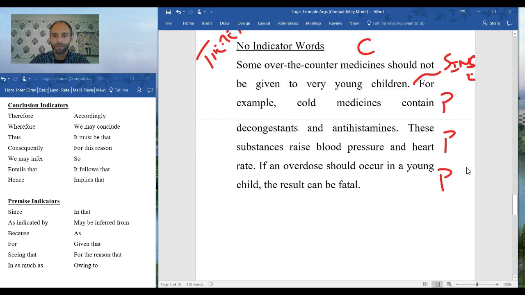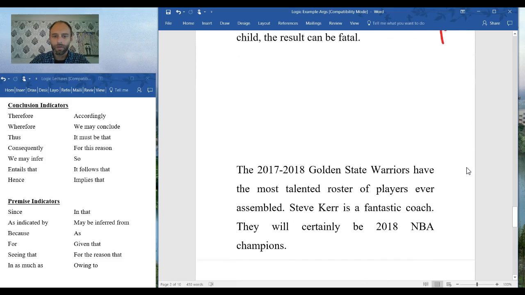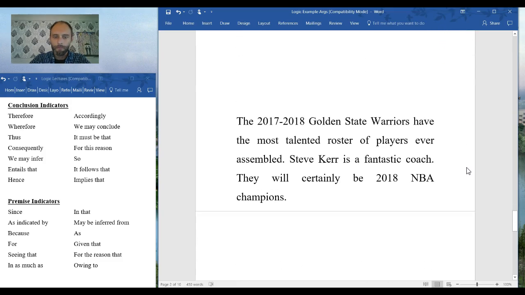All right, let's try another example like this. So the argument reads as follows. The 2017-2018 Golden State Warriors have the most talented roster of players ever assembled. Steve Kerr is a fantastic coach. They will certainly be 2018 NBA champions. Now, again, we have no indicator words, right?